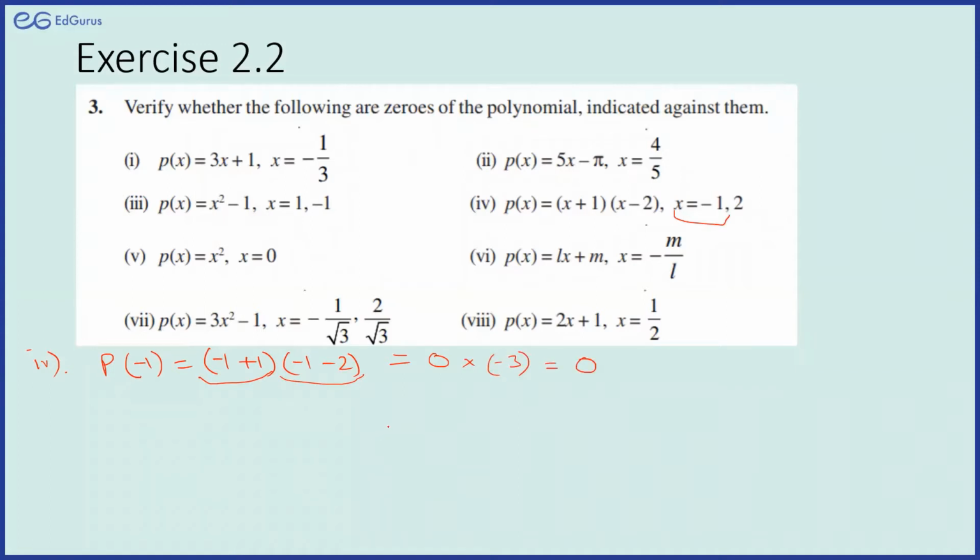Okay? Now you said number 7. So number 7, which value of x do you want to try? Ma'am, 2/√3. Okay. So let's substitute x as 2/√3, right? So 3 into x, which is 2/√3 whole square, minus 1.